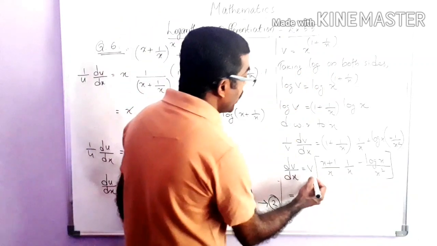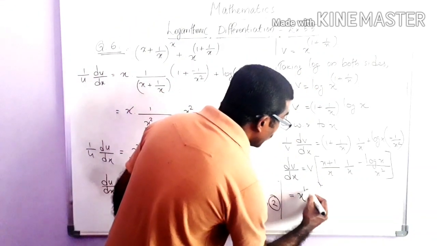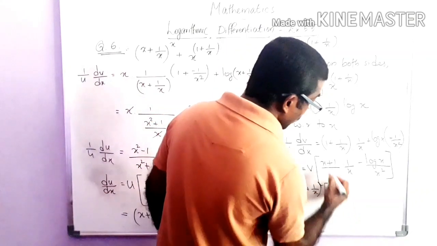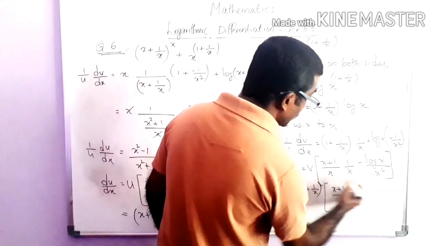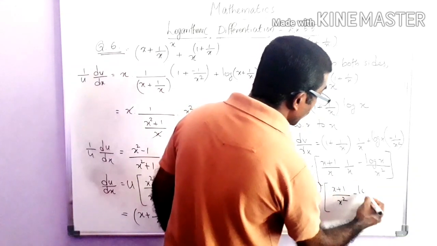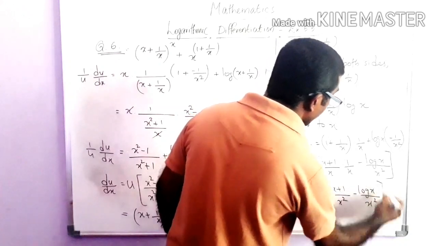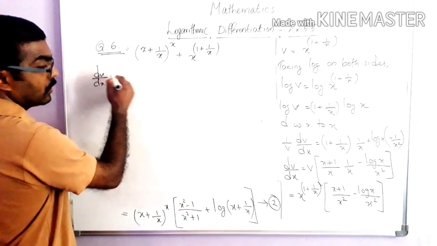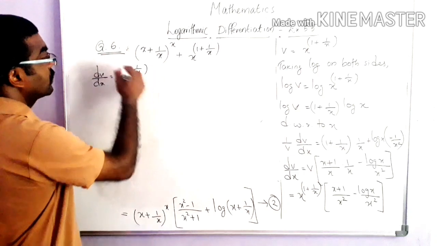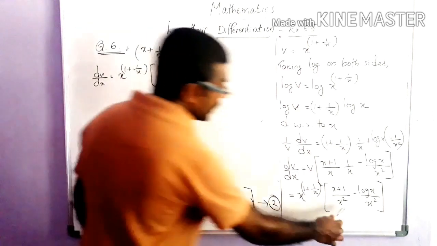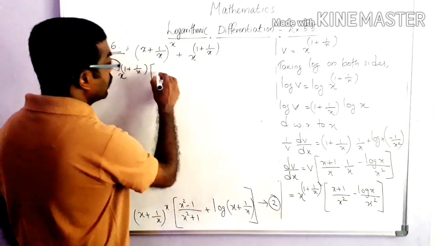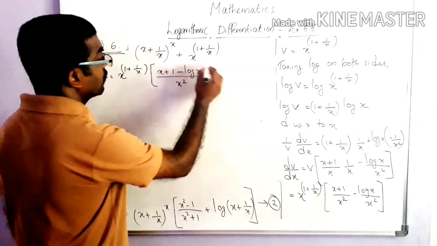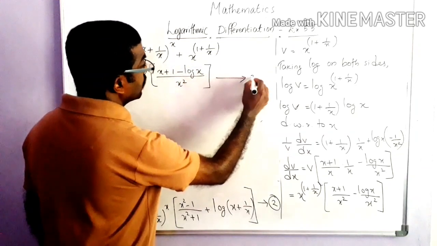Okay, we can replace the value of v, and it is x raised to 1 plus 1 by x, and here x plus 1 into 1 is x plus 1, x into x is x square, minus log x divided by x square. Okay, so dv by dx is equal to x raised to 1 plus 1 by x into, here the denominators are same, so we can write x plus 1 minus log x whole divided by x square. This we take it as equation number 3.